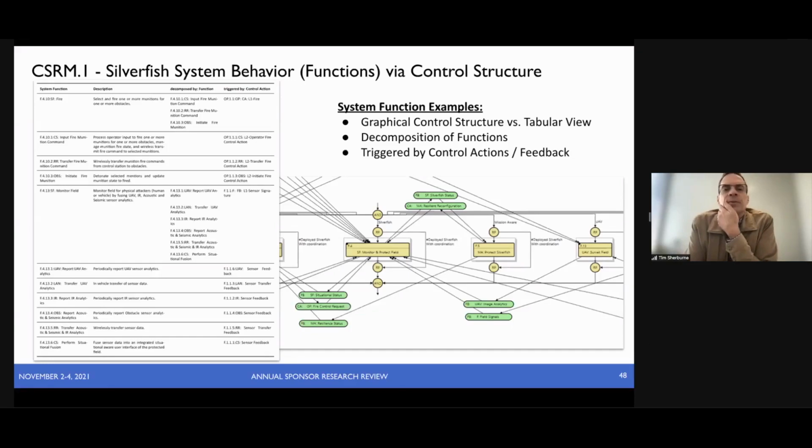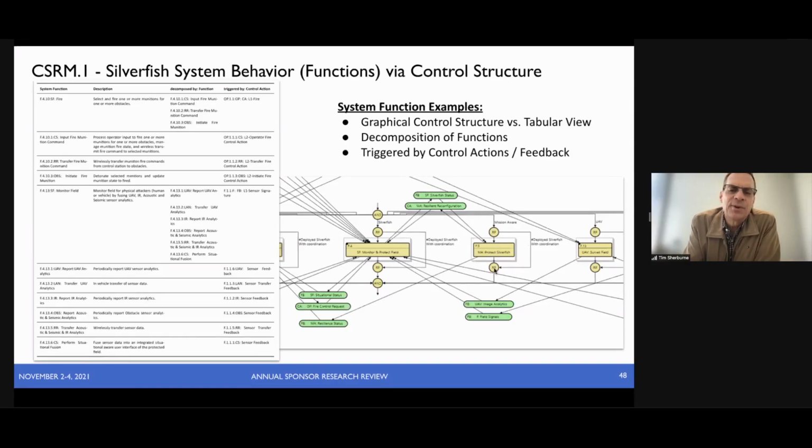Now, as part of a more detailed view of the behavior, this is just a snip to show that we have tried to model the behavior in terms of a control structure. That is some of the extensions we did to the metamodel: the items that move between functions of the system, we model specifically as control actions and feedback items between functions.